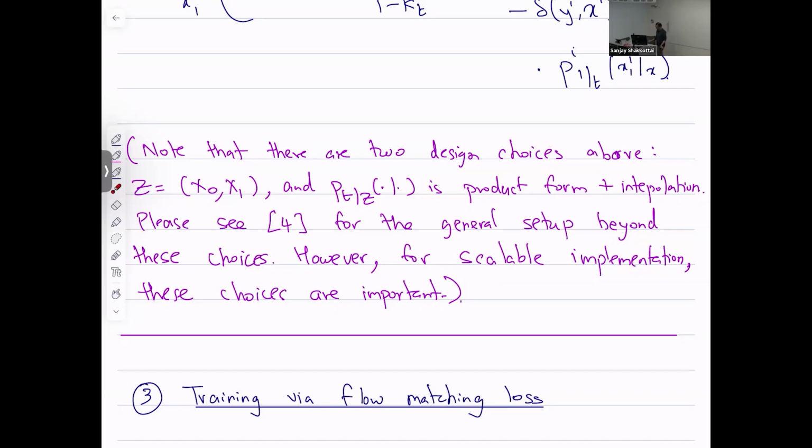These things can be generalized beyond all this, but for scalable implementation, these choices are important. So this goes back to a side conversation we had after class last time. What if you say, oh, I don't want to just jump one, I want to learn some mapping from any state to any other state? Then you can't just learn product form, you need to learn some joint thing. And so it's a much harder learning problem. You can write all that out, but the sample complexity of learning just blows up.